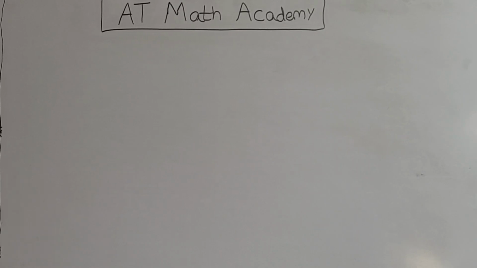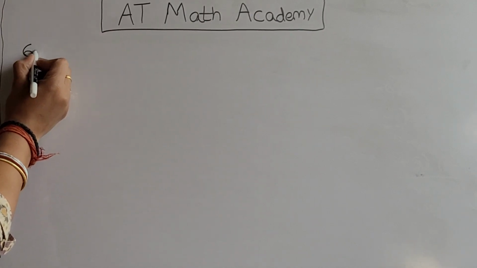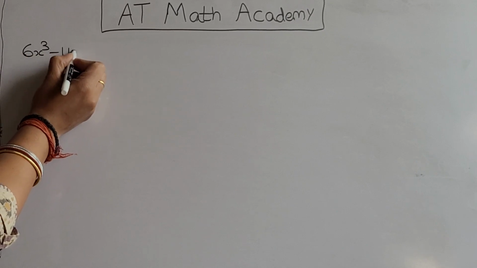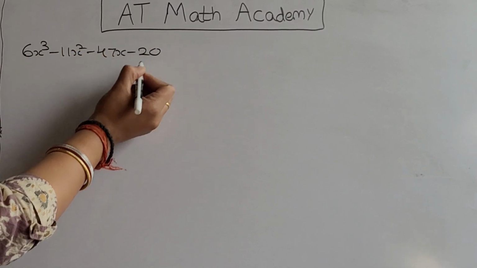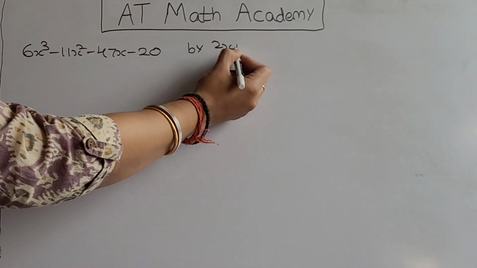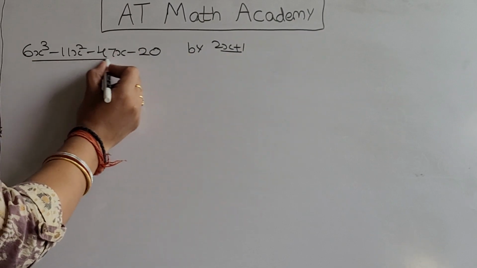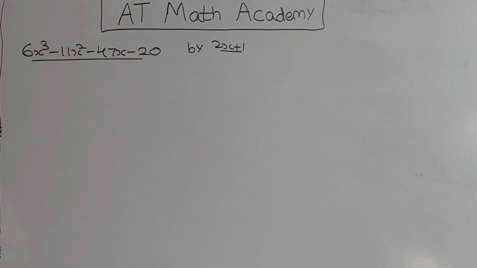The topic for today is we are going to take an expression and divide. So my expression for today is 6x cubed minus 11x squared minus 47x minus 20, and this is divided by 2x plus 1. So when you observe, this is the numerator and it is getting divided by the denominator.